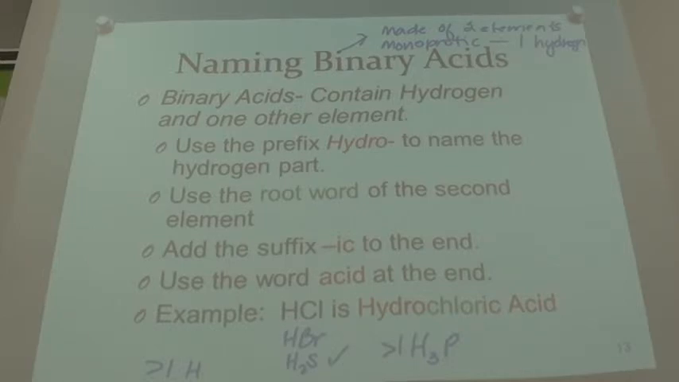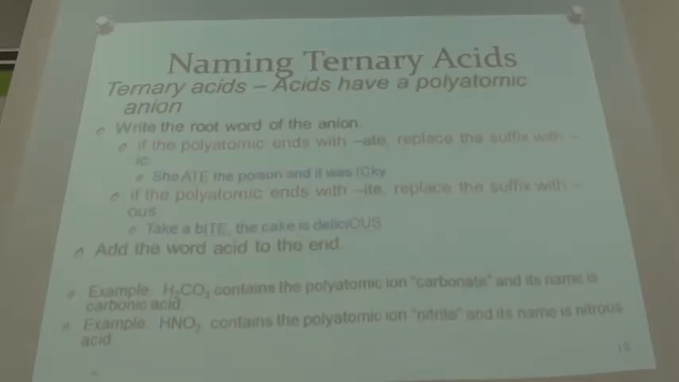Okay. If it's not a binary acid, what kind is that? Ternary, yep. A ternary acid is an acid that has a polyatomic ion. Write this down and we will continue on.